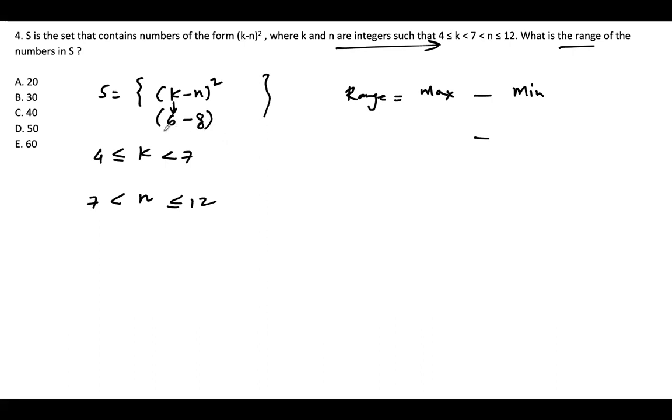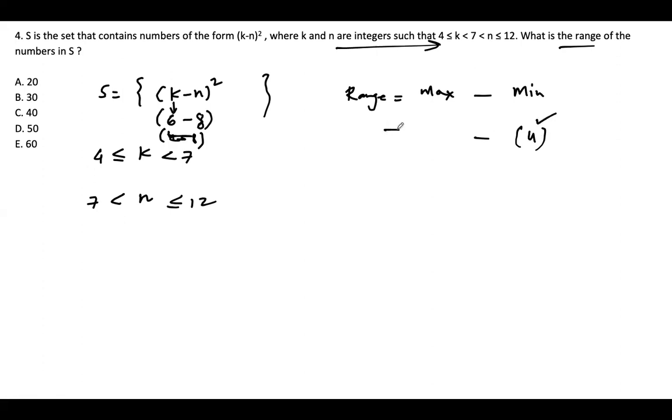This is the least difference, right? If you are saying 4 and n as 8, so you are saying -4 square. What we really want is to find the minimum value of K minus n square. So I'm actually minimizing the magnitude of K minus n. So 6 minus 8, I get -2 the whole square, which is 4. But if I'm doing 4 minus 8 the whole square, I'm doing -4 the whole square, which is 16. Okay. Yes. So this is the minimum value.